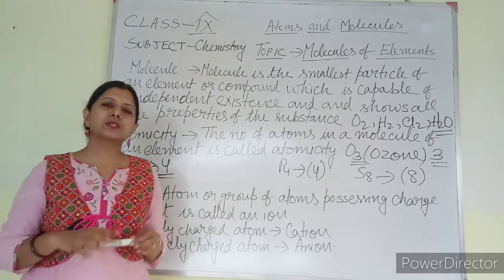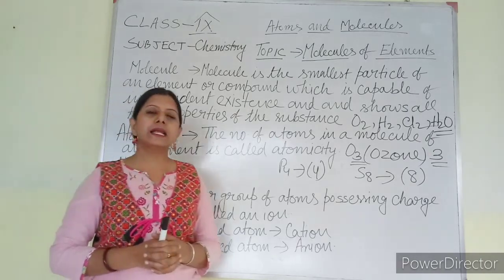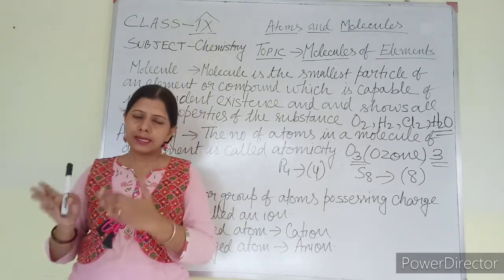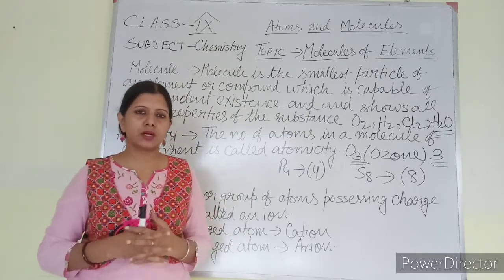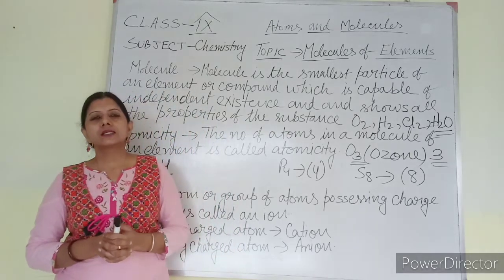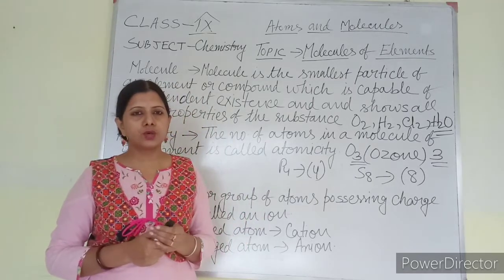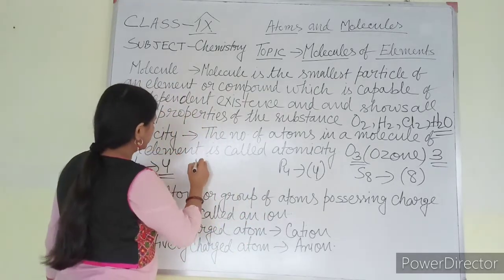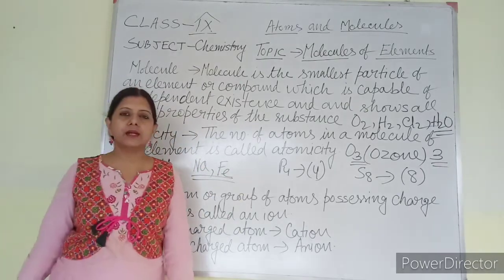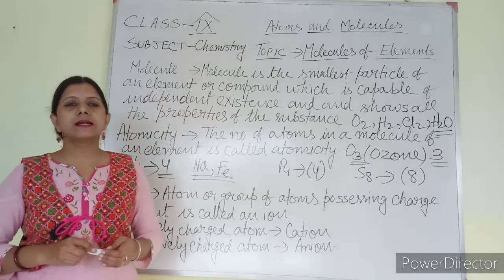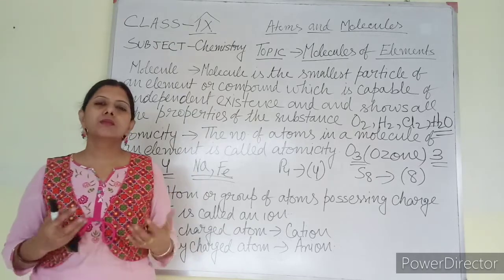Total number of atoms present in a molecule represents atomicity, and according to that they are named as monoatomic element, diatomic element, triatomic element, etc. Monoatomic means a single atom can exist independently, it is not going to form a molecule. Examples are sodium and iron. Generally atoms of metals have a tendency to exist independently. So this is a monoatomic molecule.